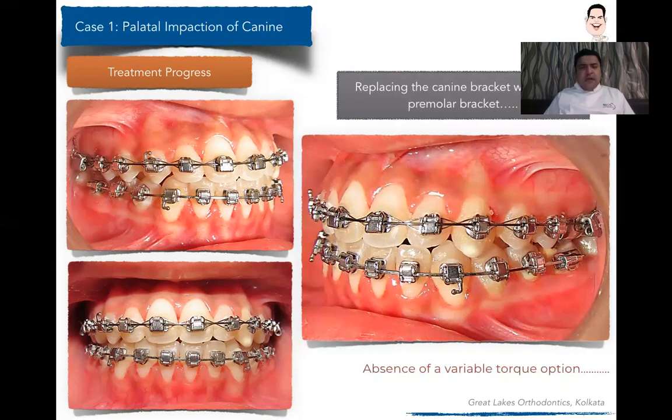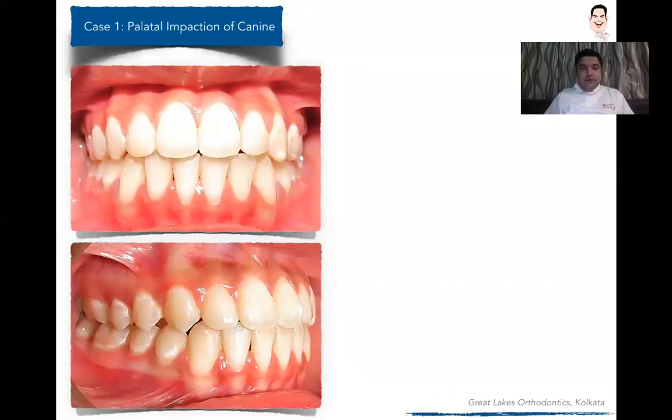bracket. However, if you have a variable torque option, which was not there in this system, you could actually use a bracket of the canine also, if minus 7 degrees is available. So that's minus 7-degree torque from the premolar bracket which we took, and it's placed in the canine region. So that's exactly how we do it.